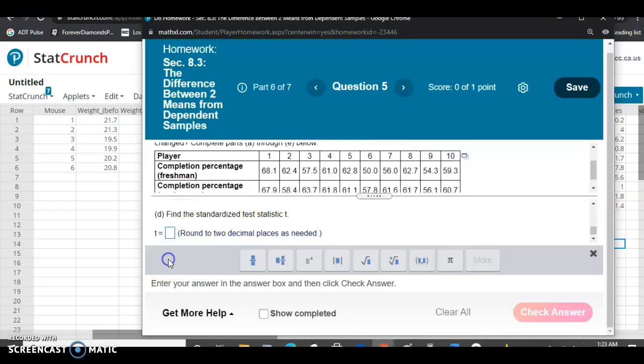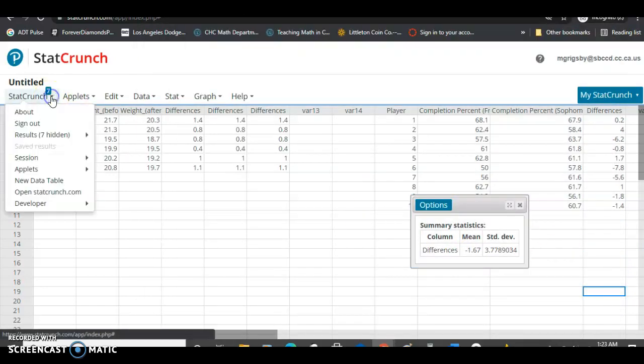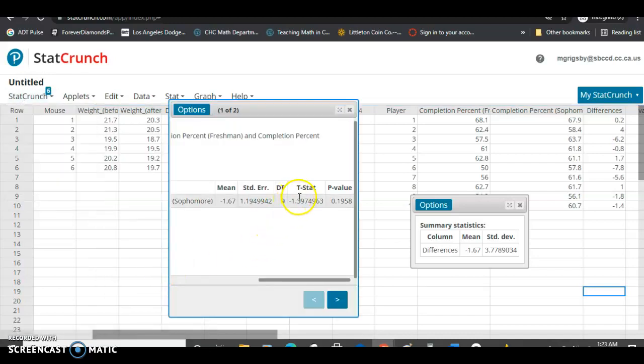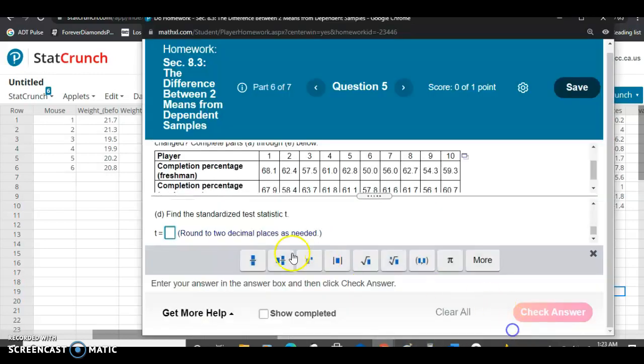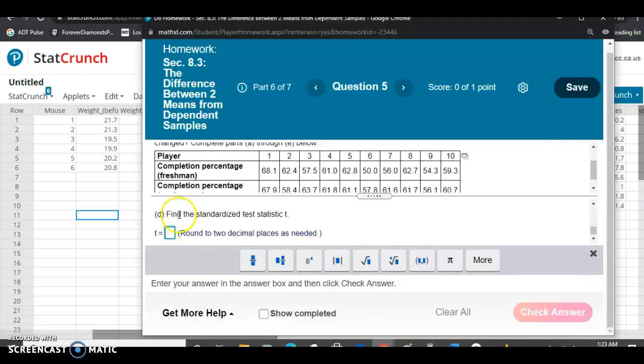Now it's asking for the test statistic. So we want to go back to our results, the paired t hypothesis test for the completion percentage. Let's open those back up. Our t-stat is negative here, so negative 1.397. If it's to 3 decimal places, that would be the answer. It does change here, which is a little confusing: negative 1.39, and that 39 would get rounded up to 40, so negative 1.40 would be the test statistic.